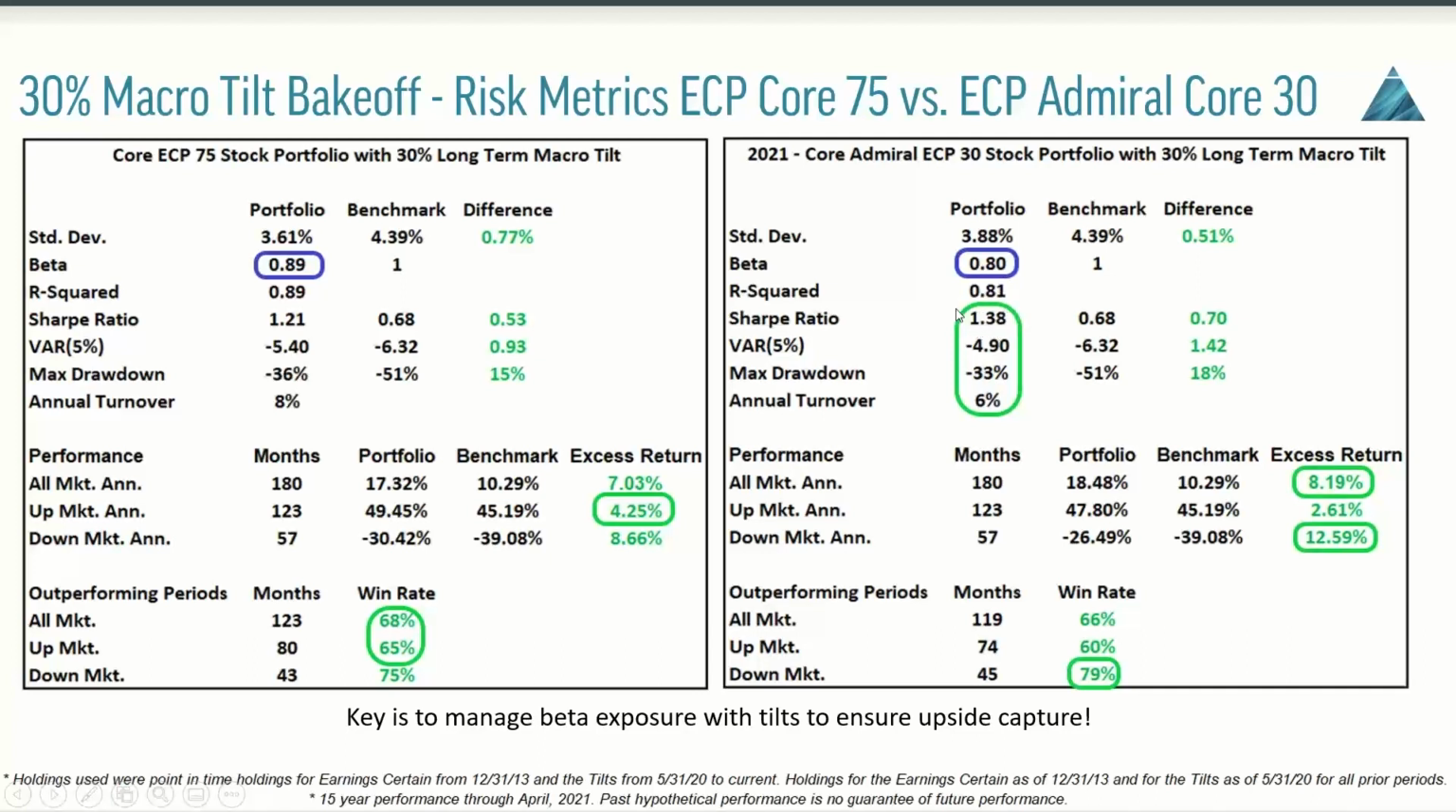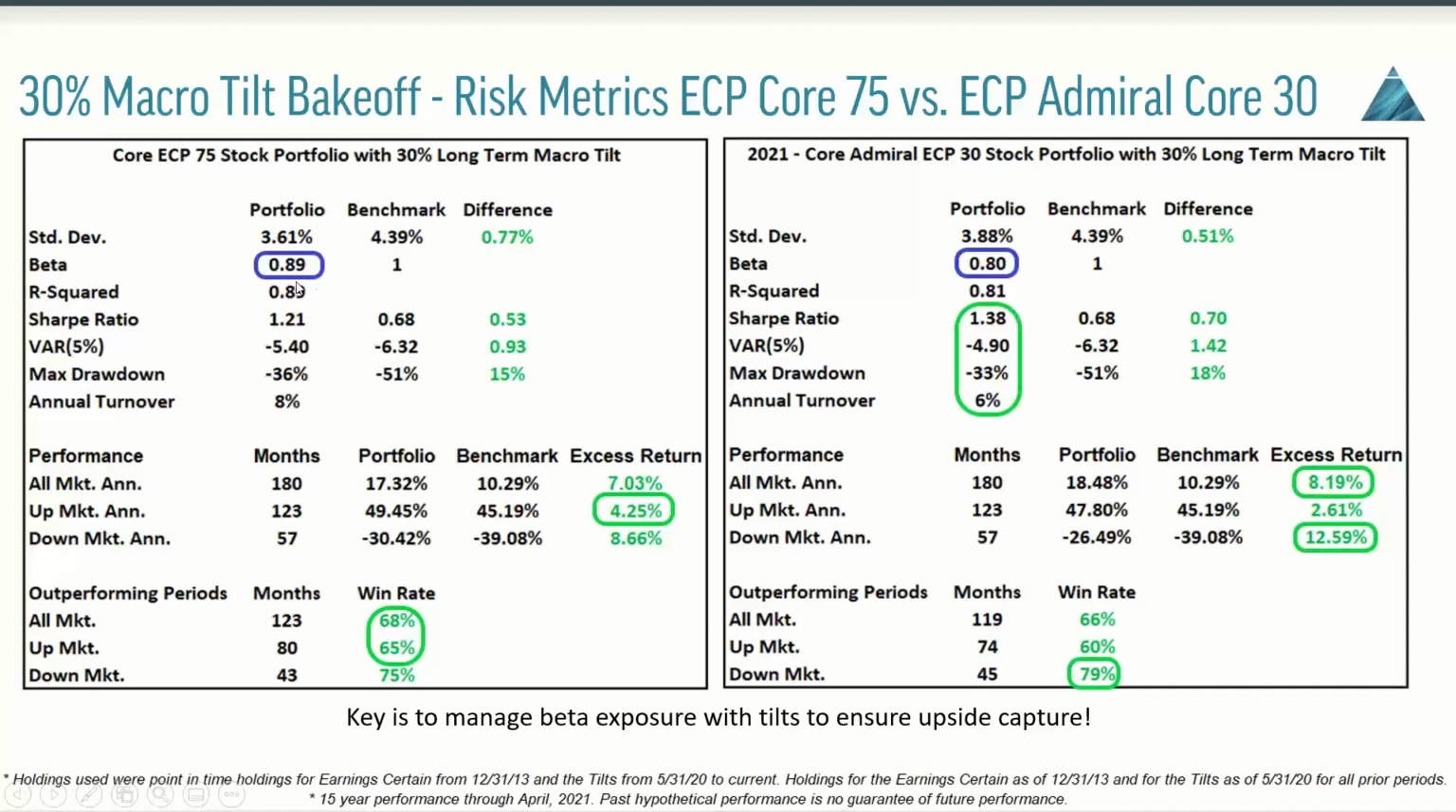You're still getting a Sharpe ratio that's in excess of 2 times the market. So literally 2 times the amount of return per unit of risk you're getting out of an Admiral 30 strategy, which is spectacular. You can see the value at risk is better, max drawdown is a little bit better, annual turnover is a little bit better. And when we look at excess return, 8.19% versus 7%.